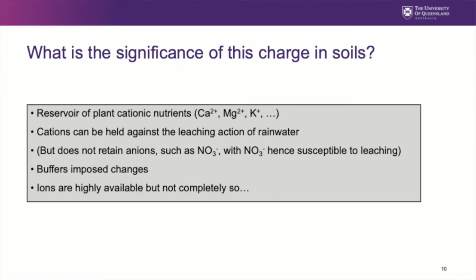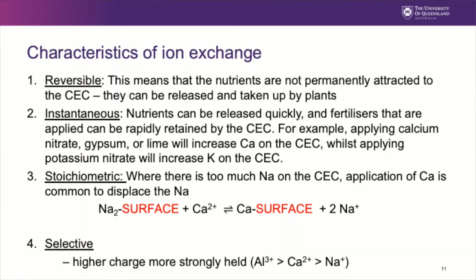And the final important thing about the cation exchange capacity, this charge, is that the ions that are held by this charge are largely available to plants. So calcium, which is held on the cation exchange capacity, can be made available for plant uptake. It's not as though it's held there on the CEC and the plant can never access it. And that's a really important thing to consider, that ions held on the cation exchange capacity are largely available for plant uptake.